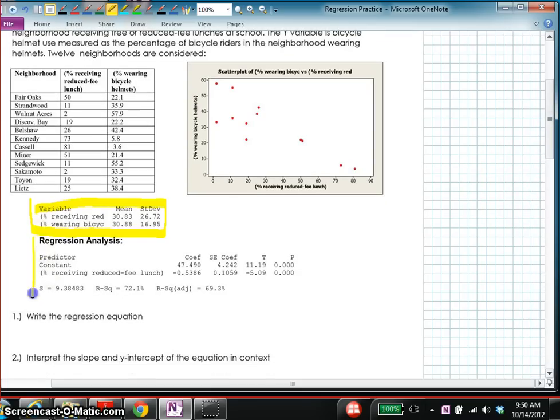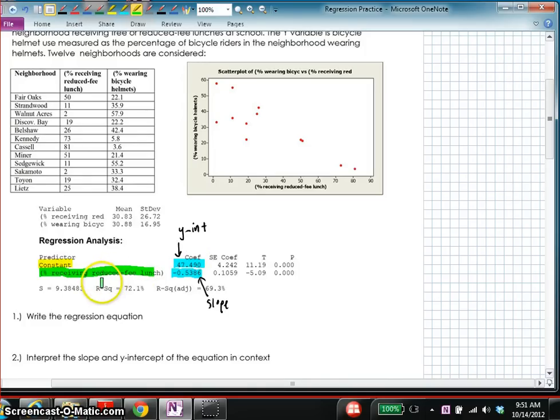But we also see that we actually have the regression analysis right here, which allows us to get the regression equation without doing any computation. So I don't need to use this information right here in order to get the regression equation. I can simply read it straight off this computer output. And we talked about the other day that the two numbers that we want are this one and this one. This number here is the y-intercept, and that makes sense because it is the constant in the regression equation, and this number right here is the slope, and that makes sense because it is the coefficient on the explanatory variable, which is the percentage of people receiving free and reduced lunch.